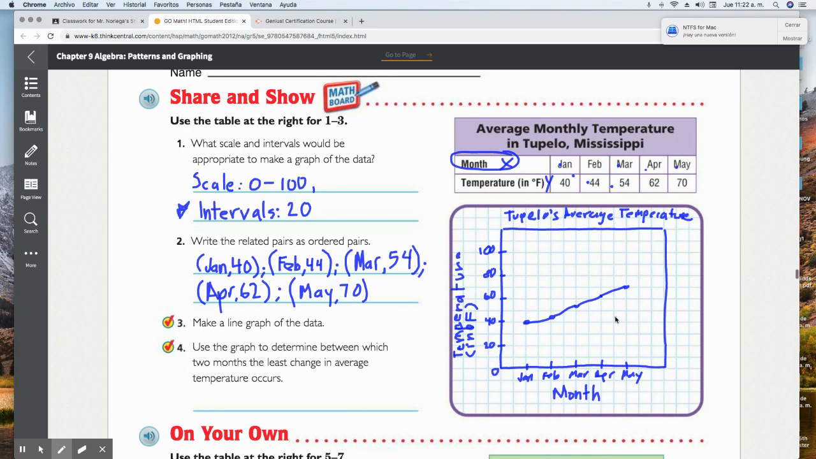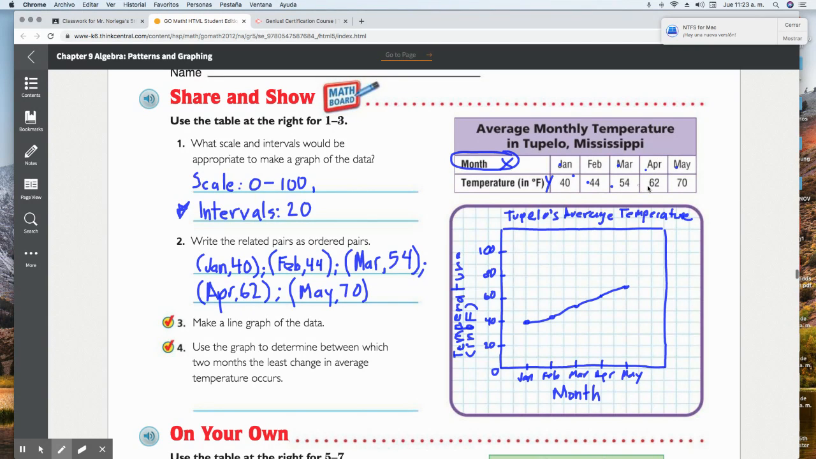Now for number 4: use the graph to determine between which 2 months the least change in average temperature occurs. So what is the smallest difference? Between which months can you find the smallest difference? Between January and February, there's a difference of just 4 degrees. Between February and March, there's a difference of 10 degrees, so this doesn't work. Between March and April, there's a difference of 8.